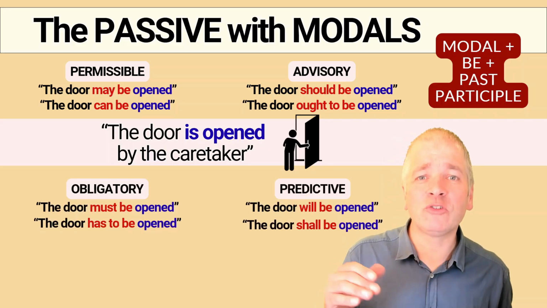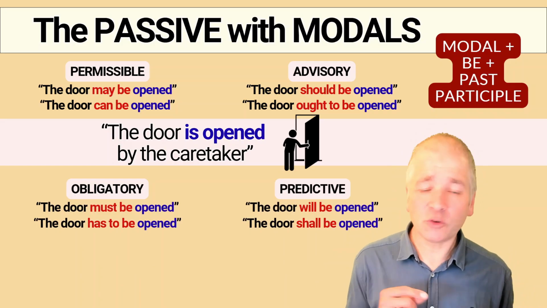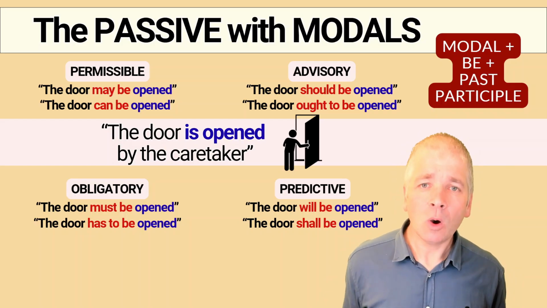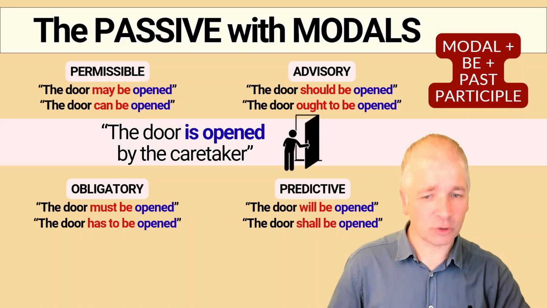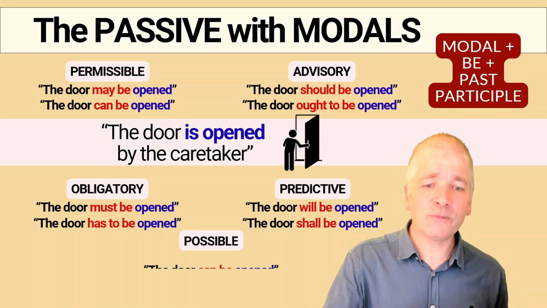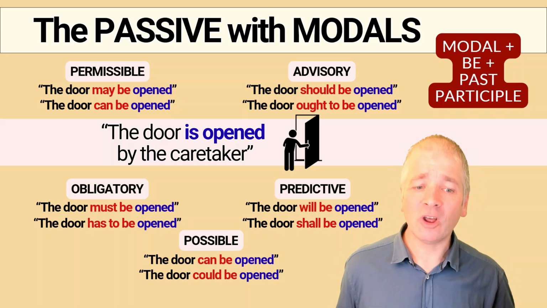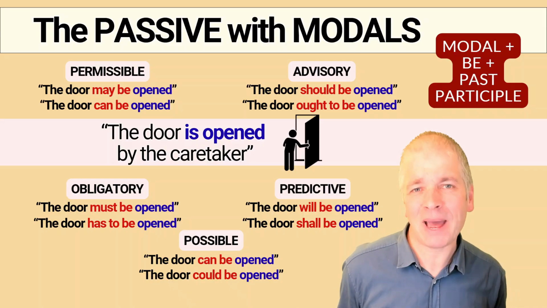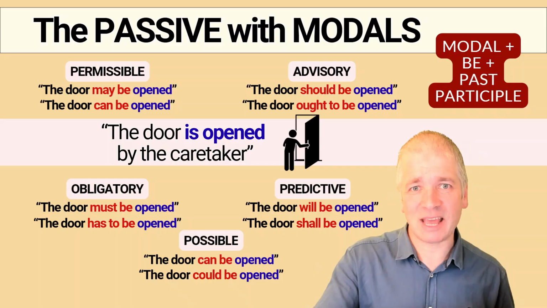We can also introduce modals here to give an obligatory meaning. The door must be opened, or the door has to be opened. Or perhaps we're predicting what comes next. The door will be opened, the door shall be opened. And finally, just to say that something is possible. The door can be opened, the door could be opened. So we can introduce modals into the passive if we want to put these extra meanings into the sentence.